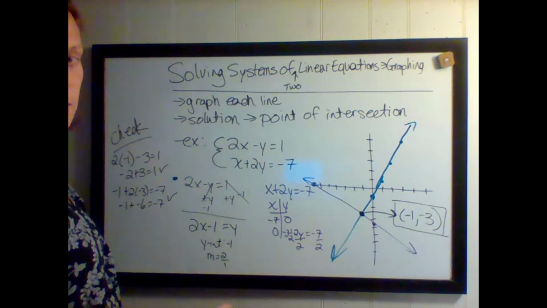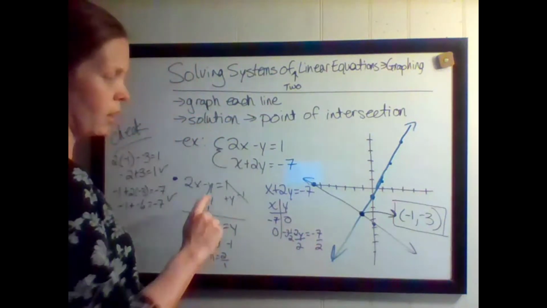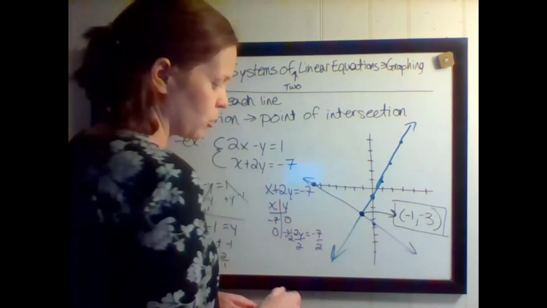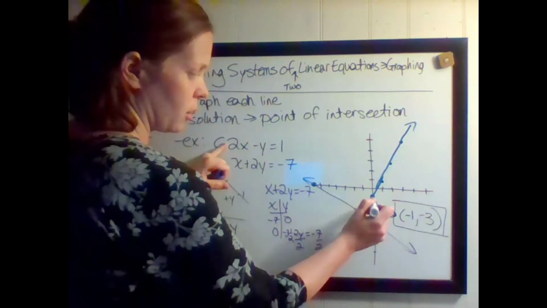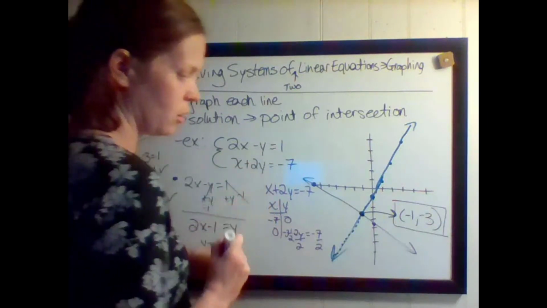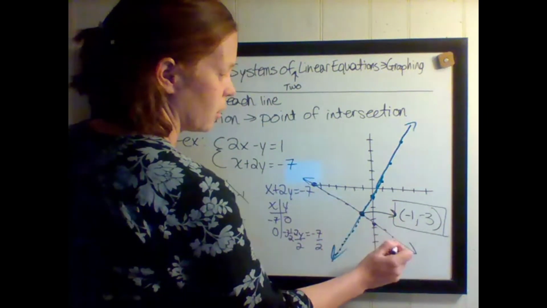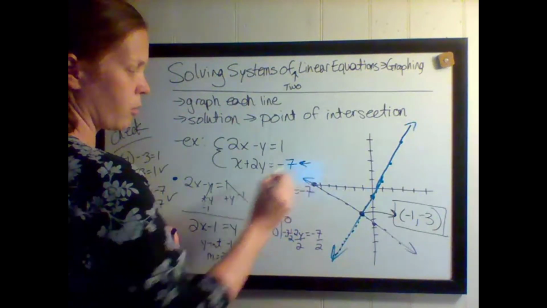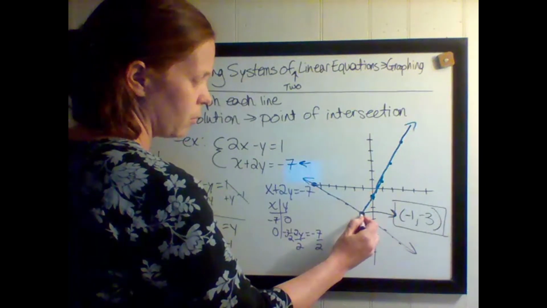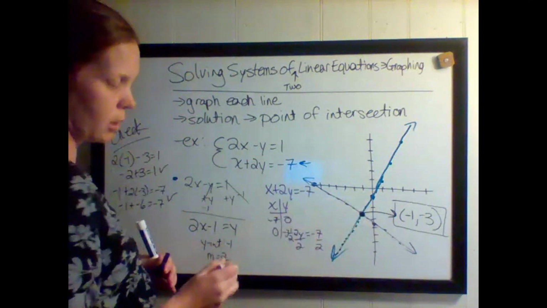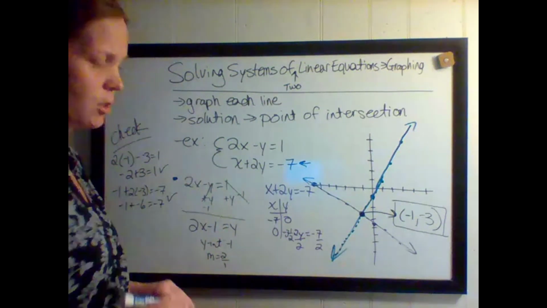Notice too that that's the only point where both of the lines have that point. I've got the blue line for this top equation. Every single point on this line is a solution to the first equation. And for my purple one, every single point on this line is a solution to this equation. But the only time I get a point that's a solution to both of them, blue and purple, is right at negative 1, negative 3. So that's the only time I'm going to get an x and y combination that works in both.